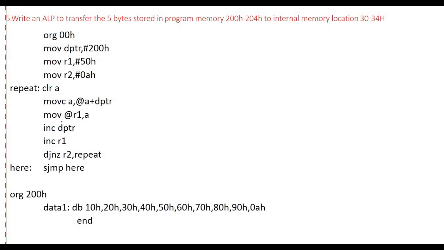Now we'll see this: write an ALP to transfer 5 bytes stored in program memory 200H to 204H to internal memory locations 30H to 34H. As I told earlier, if you want to access any data from the code memory, then we have to use the instruction MOVC. The rest of the steps are the same compared with the earlier program.